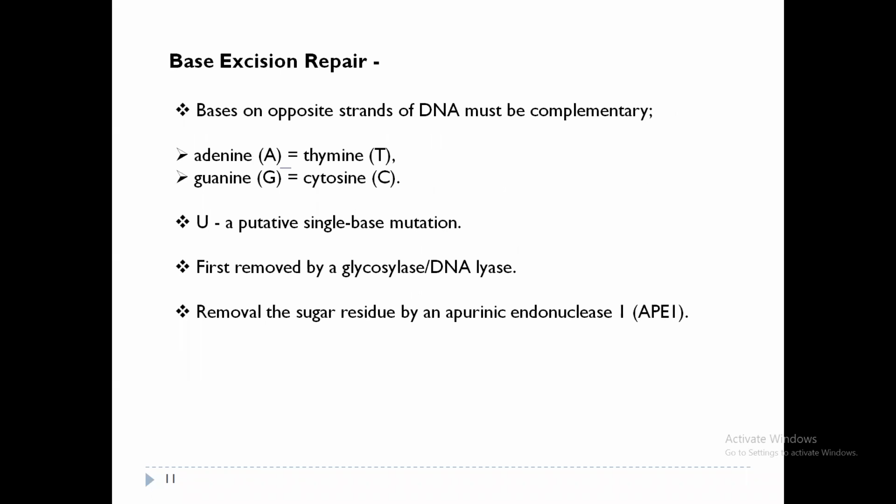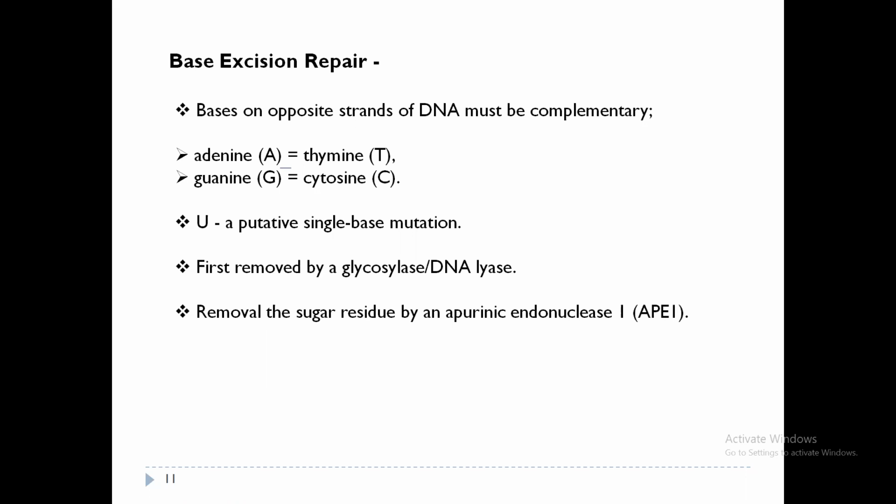So starting with the base excision repair, we know that the bases on the opposite strands of the DNA must be complementary with each other, like adenine pairs with thymine with a double hydrogen bond, and guanine pairs with cytosine with a triple hydrogen bond. And suppose a putative single base mutation occurs in any one of the strands of the DNA, here represented by the letter U. It will first be removed by a glycosylase.